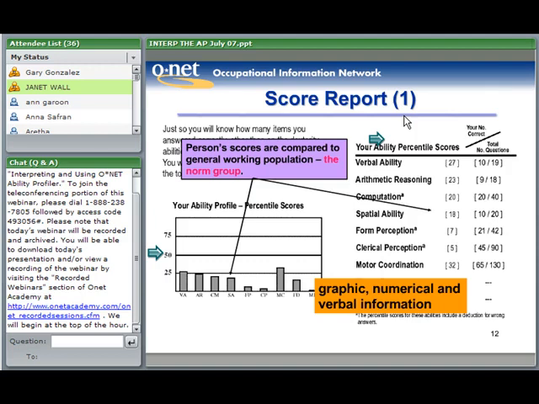But basically you can see that we have verbal ability and verbal ability, arithmetic reasoning and arithmetic reasoning. So we see the full set of areas that are measured in graphic form, and they're also listed in the numerical and narrative form as well.